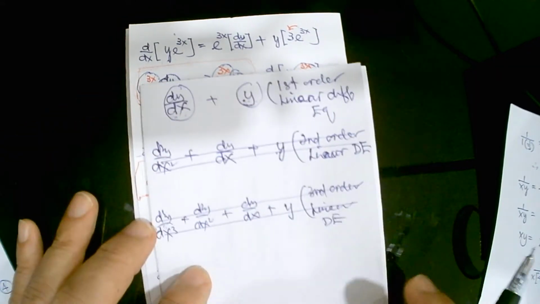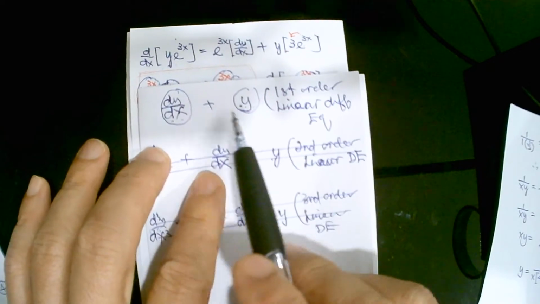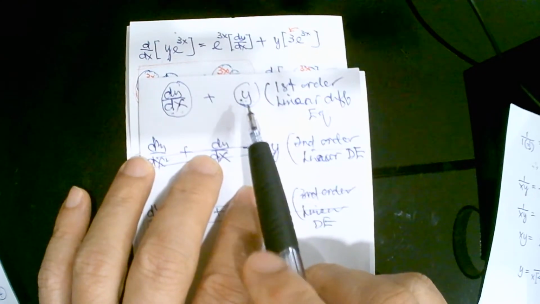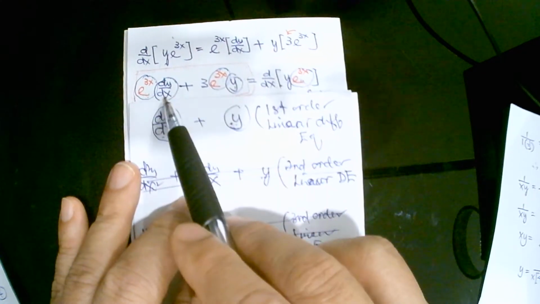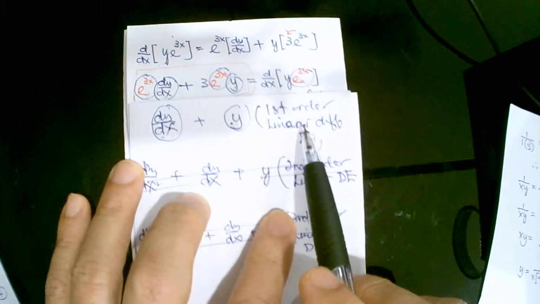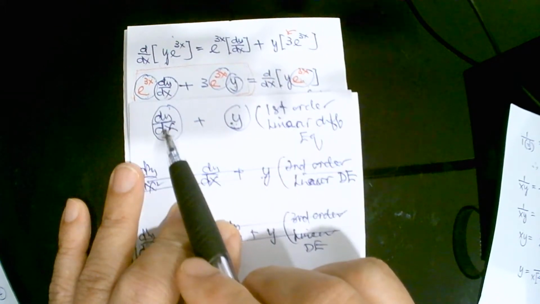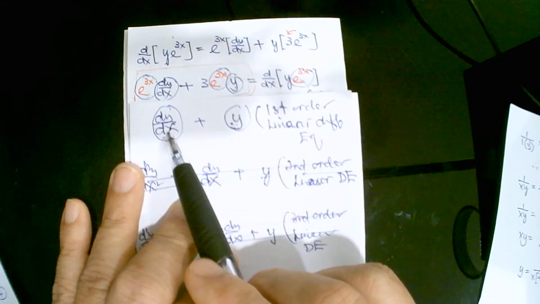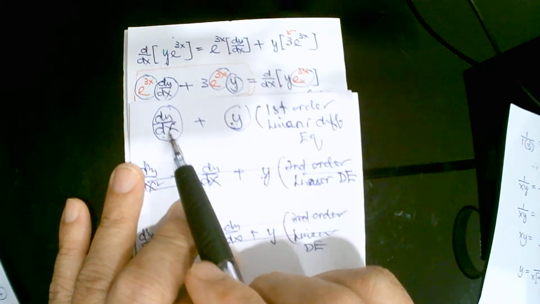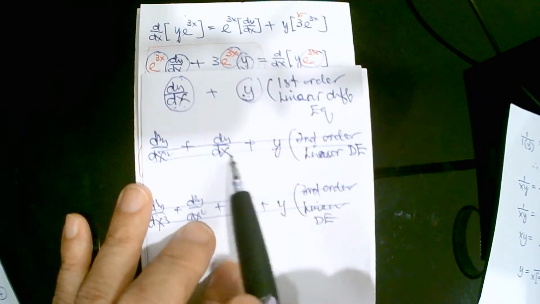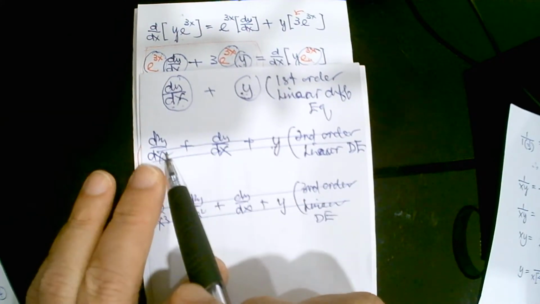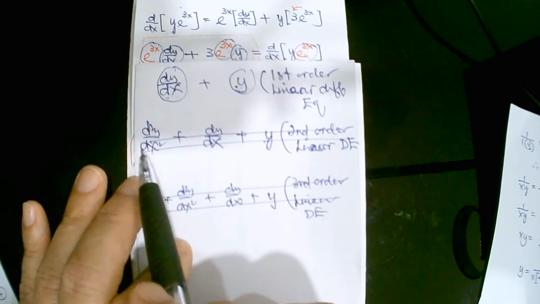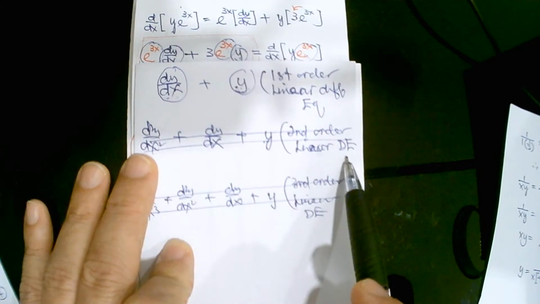Actually, I did this one just now, but not very clearly, so I redo it. You have y and dy/dx like this. This one we call first order, because of dy/dx, and it is a linear differential equation. If you have y, dy/dx, d2y/dx squared, because of d2y/dx squared we call it second order, and this is also called a linear differential equation.